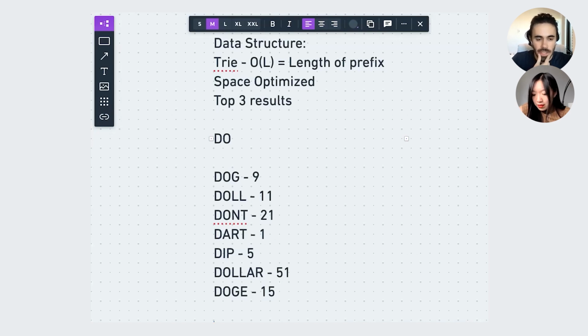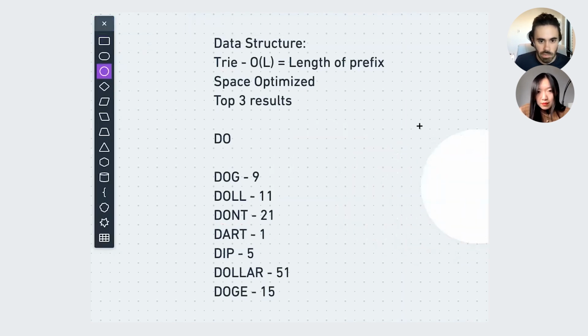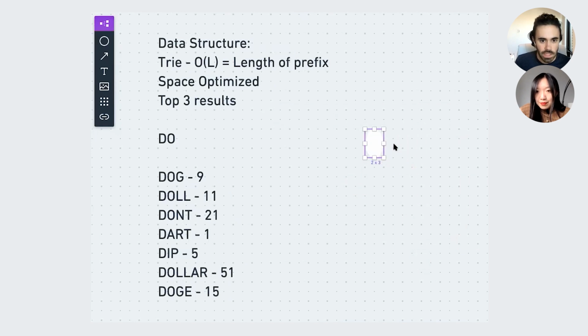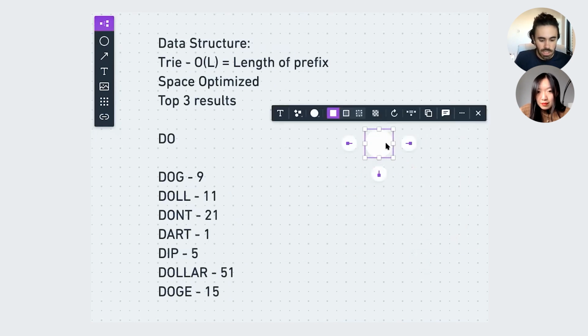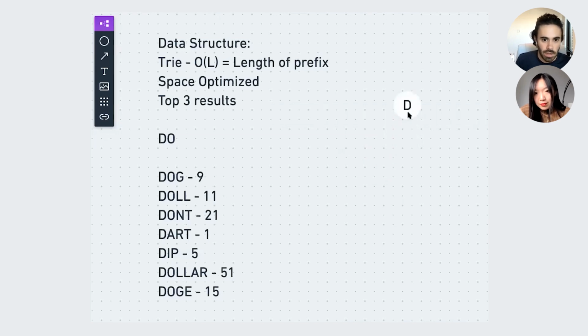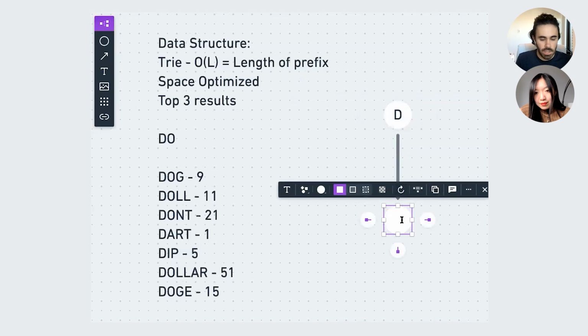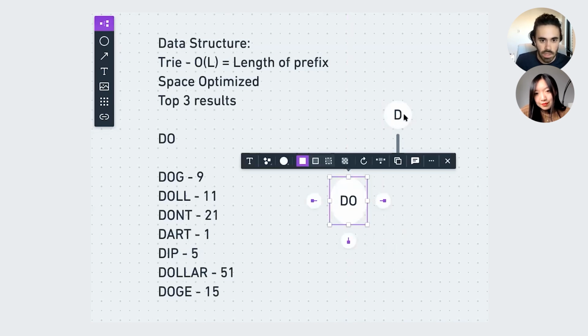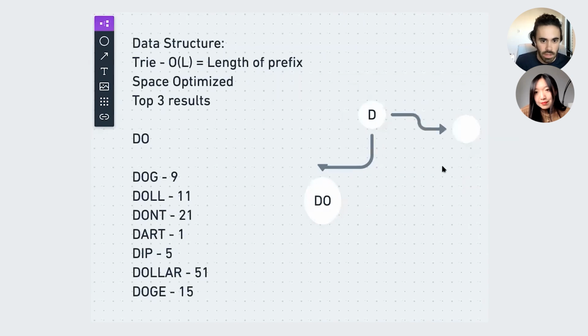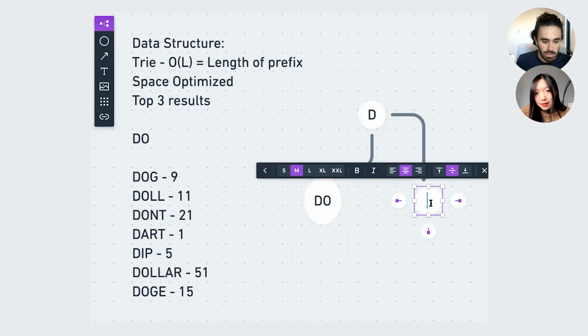Now that we have these, we'll need to construct a tree data structure. I can represent it here, but essentially we'd want D at the top, attached to that another one, DO, and another one I'll connect as well. Another one here, we have a DA path.